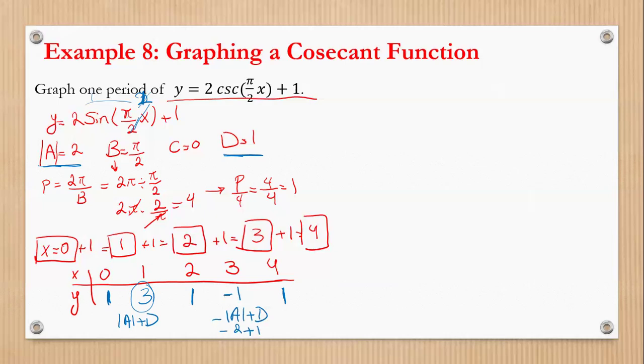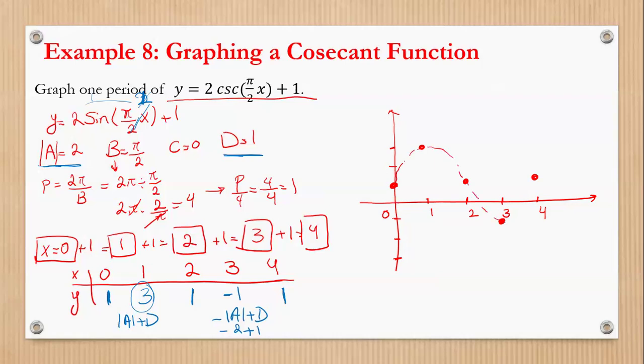Now it's time to graph the sine function. 0, 1, 2, 3, and 4. 0 is going up by 1, 1 is going up by 3, 2 is going up by 1, 3 is going down by negative 1, and 4 is going up by 1. And that's the graph of the sine function.